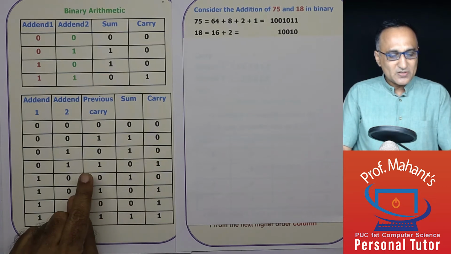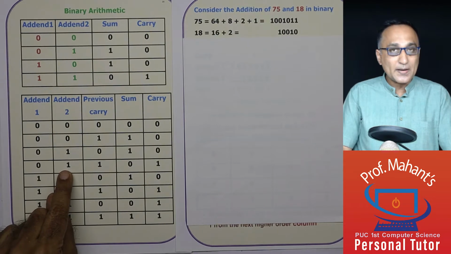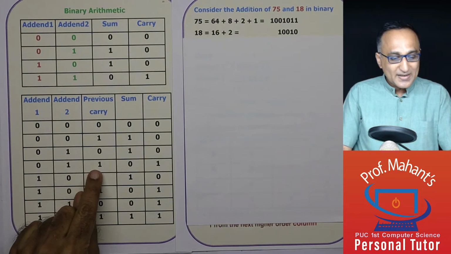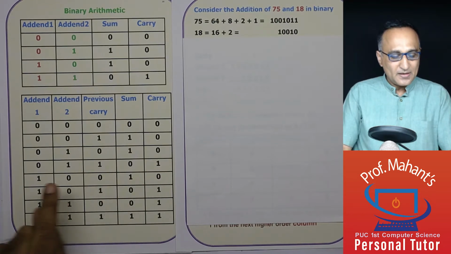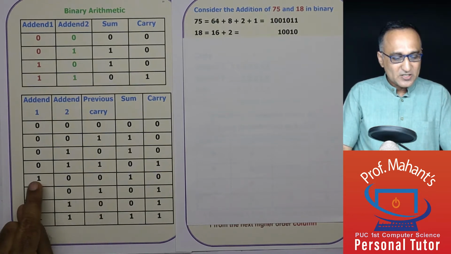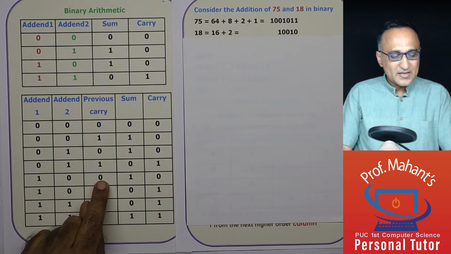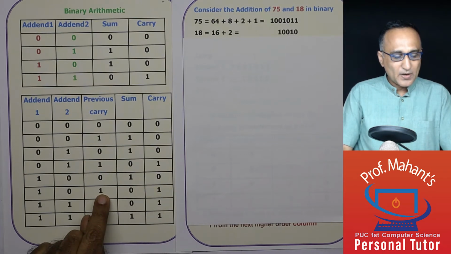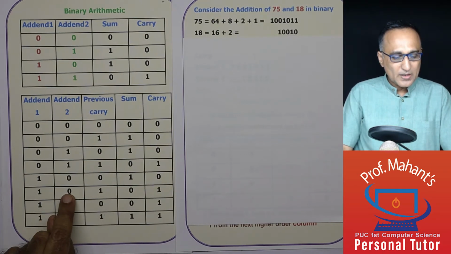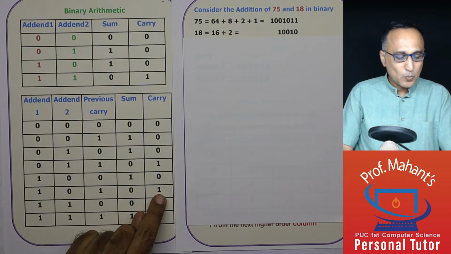Now what we have is a carry of 1. 0 plus 1 is 1. 1 plus 1, sum is 0 and the carry is 1. Here again carry is 0, so no problem. 1 plus 0 is 1. 1 plus 0 again is 1. So sum is 1, carry is 0. Now you got a carry of 1 here. 1 plus 0 is 1. 1 plus 1, sum is 0 with a carry of 1.